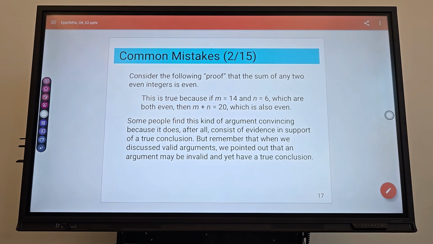Like the proof that the sum of any two even integers is even. It's true because if m equals 14 and n equals 6, which are both even, then m plus n equals 20, which is also even. Nah, anecdotally it's true, but you can't show it to be true across an infinite set by using examples. Can't do exhaustive proofs that way.